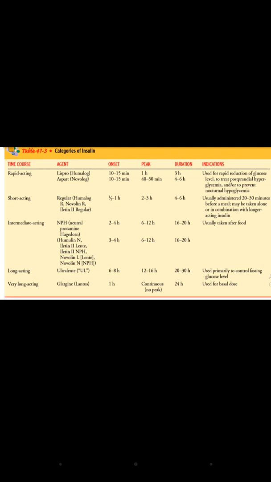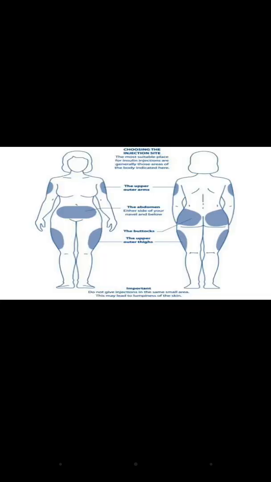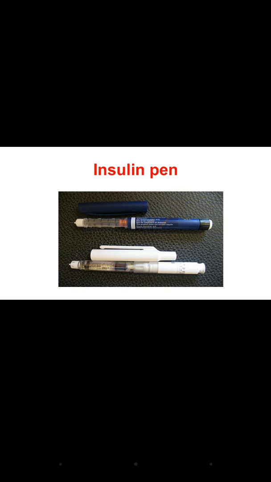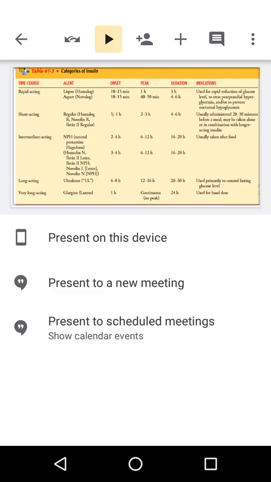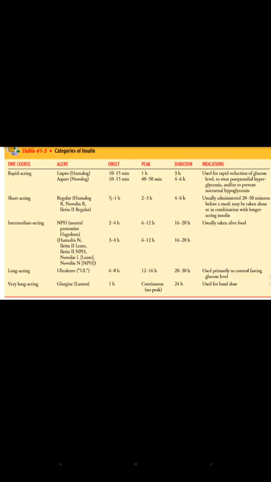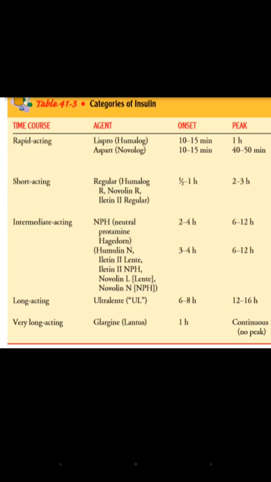Now, what are the types of insulin? We can classify the types of insulin into 5 types, right? Rapid acting insulin, short acting insulin, intermediate acting insulin, long acting insulin, and very long acting insulin. So examples of rapid acting insulin, first one is Humalog and Novolog.